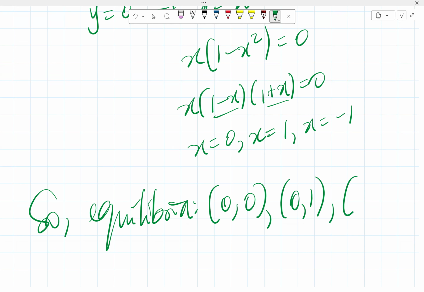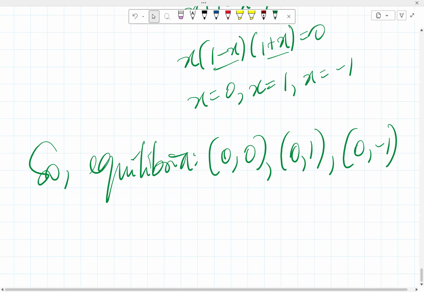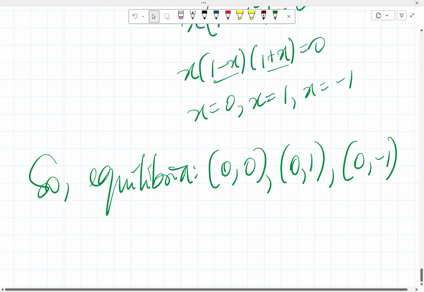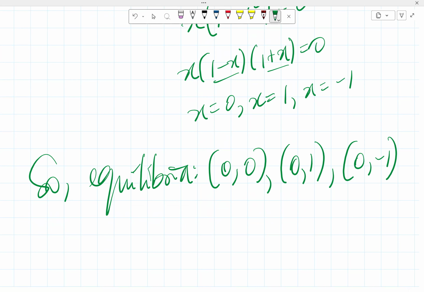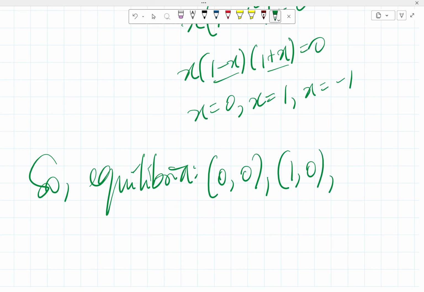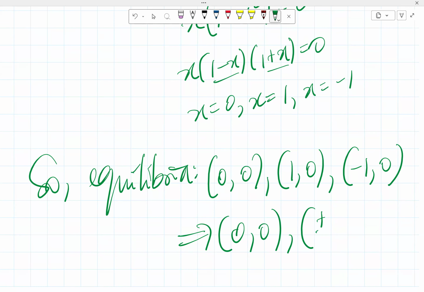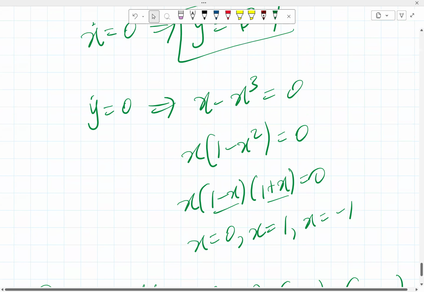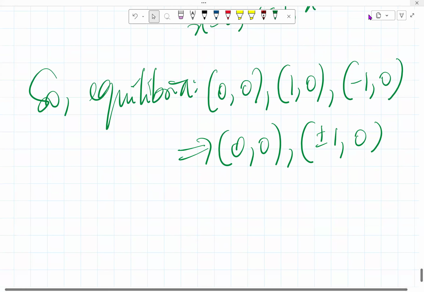So you have 0 and 1, then you have 0 and minus 1. No, no, this is not what I should be doing. Sorry, the y is at 0. So for the first one, x is 0, y is 0. For the next one, x is 1, y is 0. For the next one, x is minus 1, y is 0. That's why this is summarized into 0, 0, and then plus or minus 1, comma 0. Y is 0, confirmed. So these are the possibilities here.